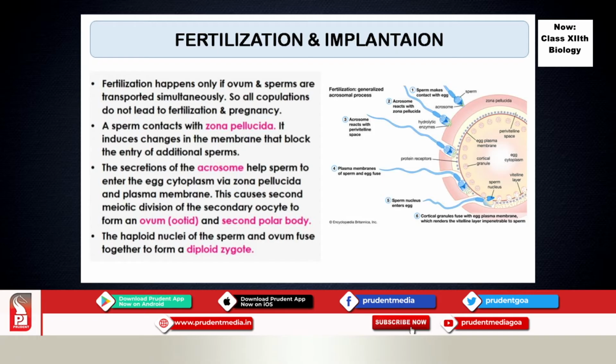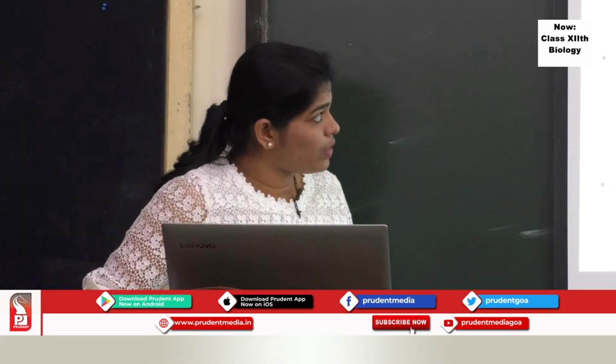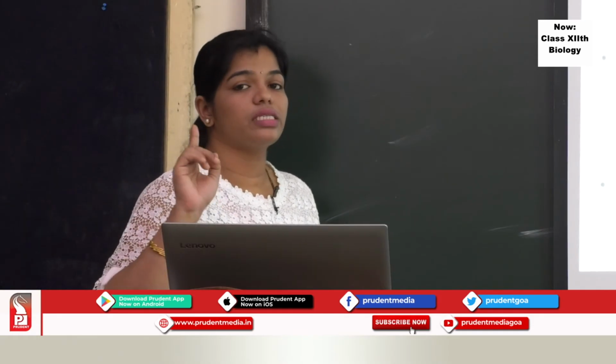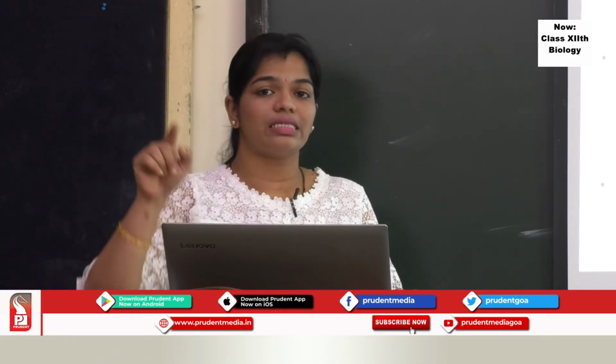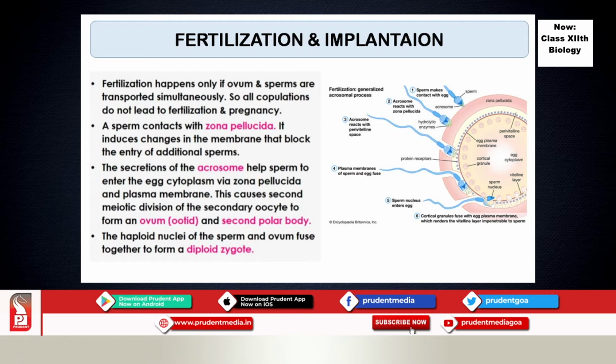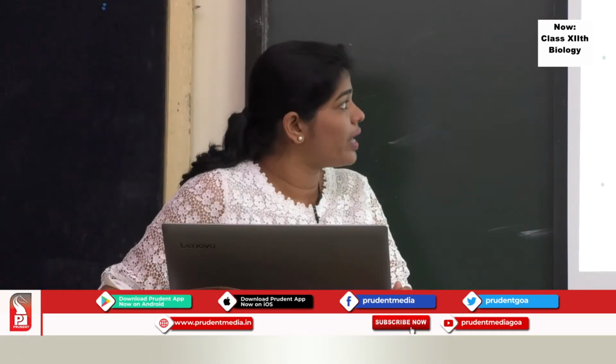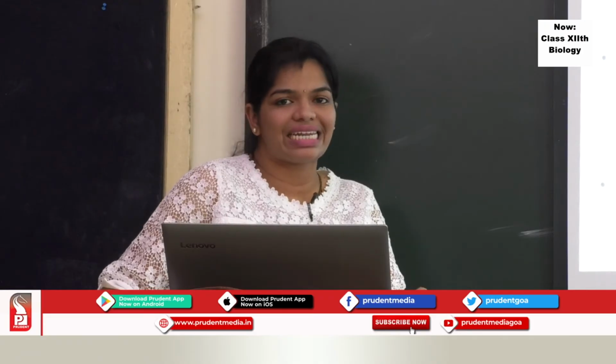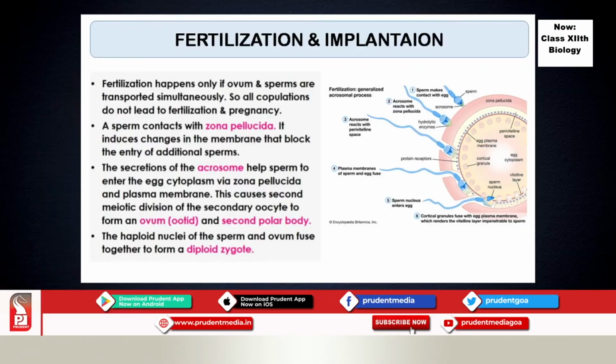Okay. Now, the sperm which comes in contact with the zona pellucida. Now, have a look over here. If you recollect the structure of the ovum, we had discussed the outer wall of the ovum, that is the zona pellucida. Now, it induces changes in the membrane. The sperm head, as you recollect, has a cap-like structure called the acrosome. The acrosome will secrete certain secretions which contain enzymes. Okay, now these enzymes will digest the zona pellucida, one region at a time, and the sperm will start entering inside.